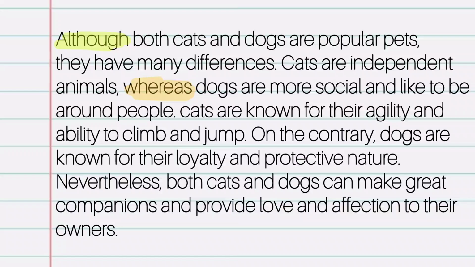Cats are known for their agility and ability to climb and jump. On the contrary, dogs are known for their loyalty and protective nature. So cats are known for this and dogs are known for that. There is this difference here. Nevertheless, we talked about all these differences, but both cats and dogs can make great companions and provide love and affection to their owners. But they are just perfect pets. That's it.